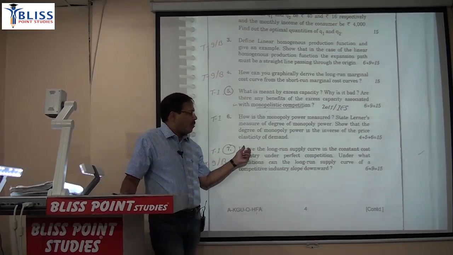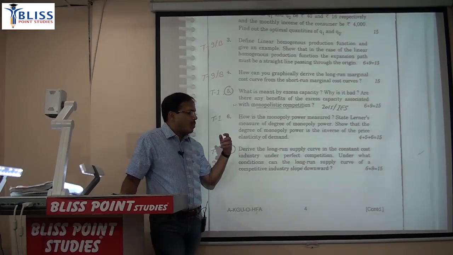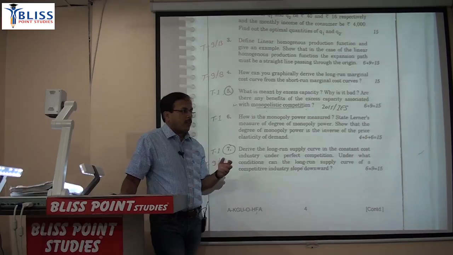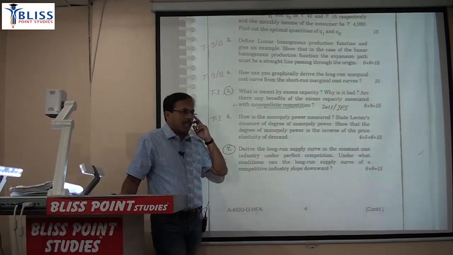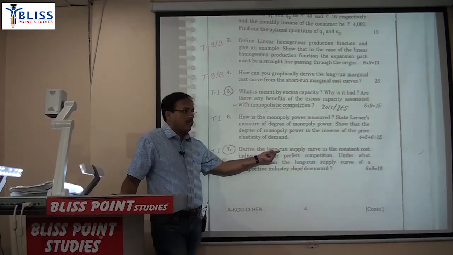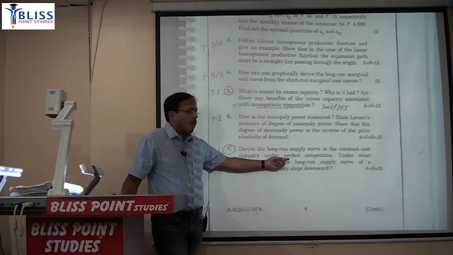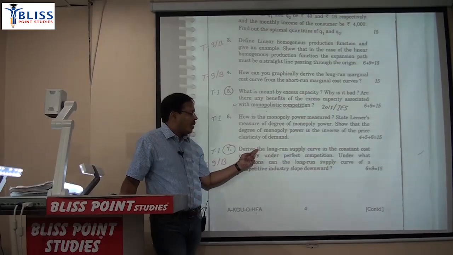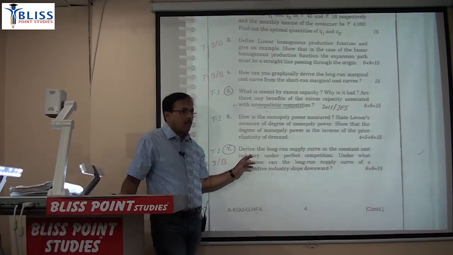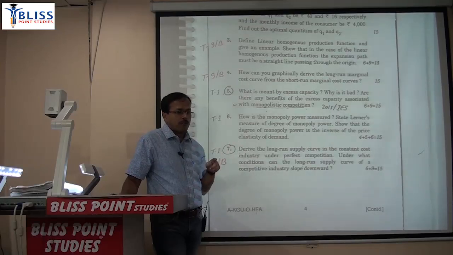So you have to derive long run supply curve in the constant cost industry for perfect competition market. So keyword is long run supply curve and for industry. आपको industry के लिए supply draw करना है. That means we are not to explain it for firm. So what is the meaning of long run here?